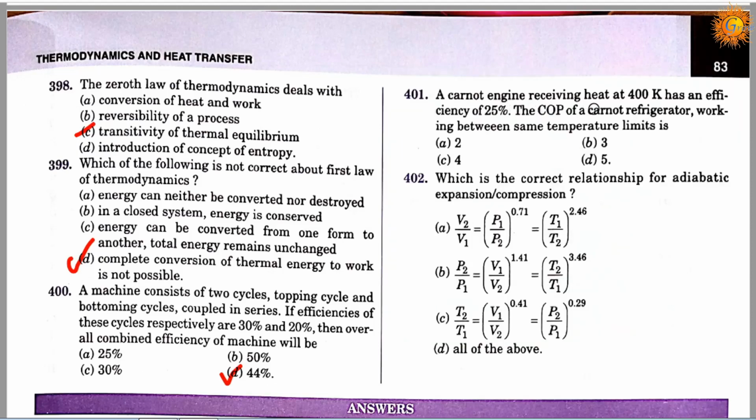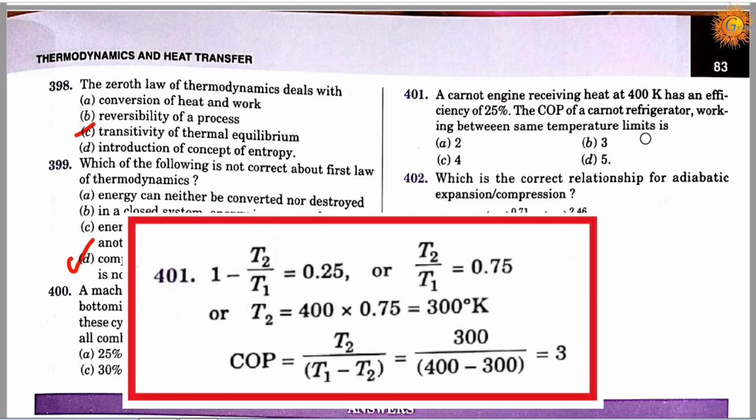Question number 401. A Carnot engine receiving heat at 400 Kelvin has an efficiency of 25%. The COP of the Carnot refrigerator working between same temperature limits is option A is 2, option B is 3, option C is 4, and option D is 5. Its solution is also available, and correct answer is B. It will be 3.